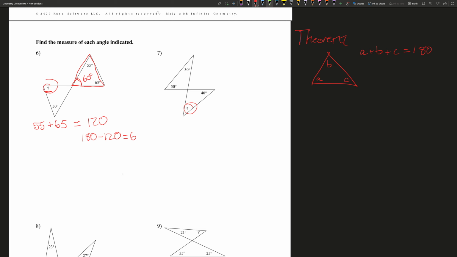Now, because that angle is 60, that means that this angle is also 60 because those are vertical angles. So now we have two angles in the triangle that we're trying to solve. So we can add 50 and 60 together. That's equal to 110. So if these two angles add up to 110 and the entire triangle has to add up to 180, we subtract 110 from 180 to get 70, and 70 degrees is our answer.